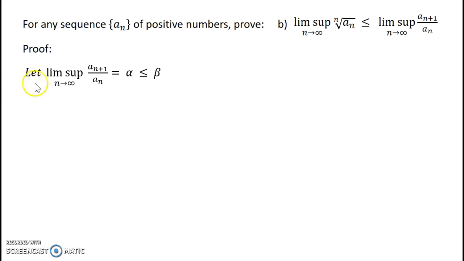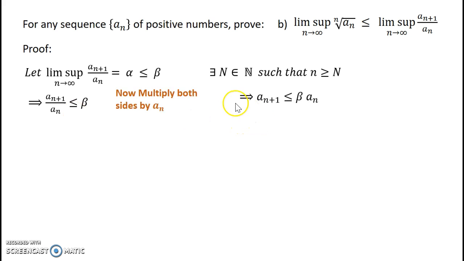Once again, we're going to let the limit supremum as n approaches infinity of a sub n plus 1 over a sub n be equal to alpha, which will be less than beta. We also know that there exists an element N in the set of natural numbers such that lowercase n is greater than uppercase N. We can then imply that a sub n plus 1 over a sub n is less than or equal to beta. Multiplying both sides by a sub n will imply the following expression: a sub n plus 1 is less than or equal to beta times a sub n.